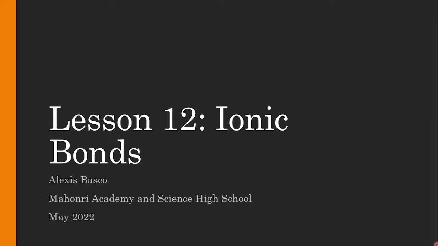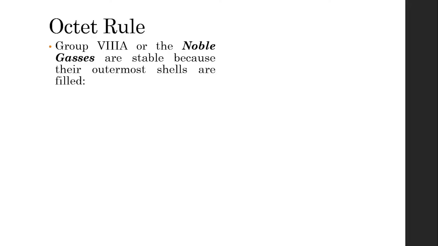So let's begin our discussion by first understanding the octet rule. The octet rule is very important to understand because it helps and guides us in understanding the formation of ionic bonds. Let's discuss the octet rule by first understanding why noble gases are what they are. Why are they stable? Well, noble gases, or the elements that you will find in group column 8A, are stable because their outermost shell, or their valence shell, is filled.